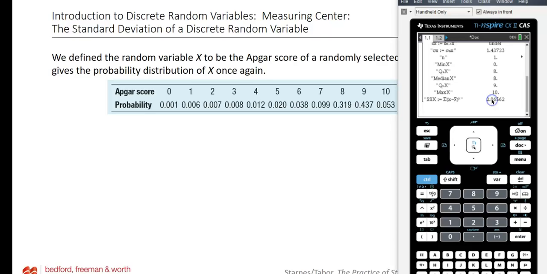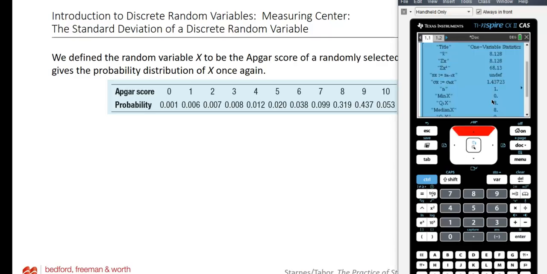And so what should happen here, it should give us our mean and standard deviation. Remember X bar is our mean, so it's 8.128. That's the same thing we calculated. And then standard deviation is 1.437. So that's what the standard deviation should be when we calculate this. Usually you're able to just use your calculator like that, do one variable stats, find the standard deviation. That's all you need for the problem.